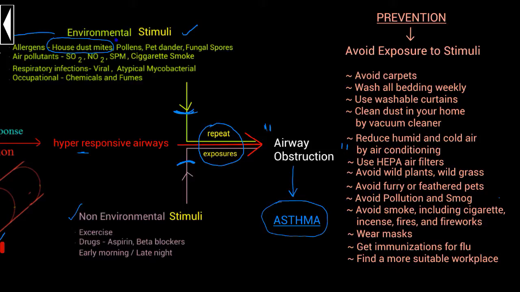Now, plant pollens and fungal spores might get inside the home from outside air. So, use air filters. Also, don't go to areas with wild plants and wild grass. Now, pet dander can be decreased by avoiding feathered or furry pets. Avoid air pollution and smog. Avoid all kind of smokes.